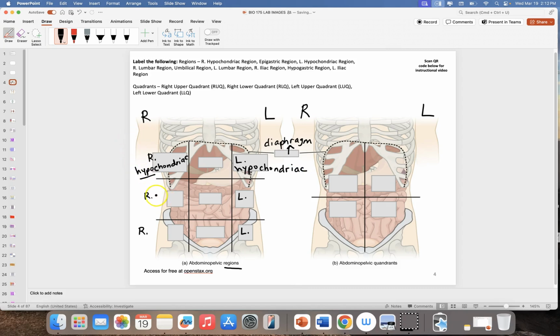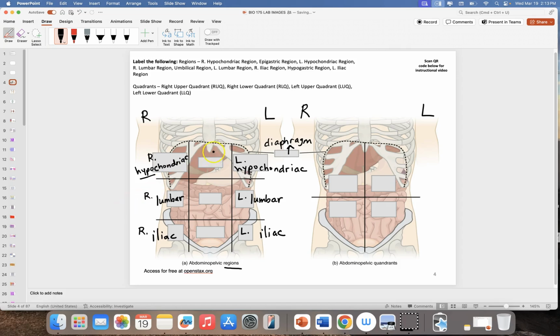Moving on, we then come to the right lumbar region. Lumbar, think lower back. It's kind of associated with that area. We would have the same on the left side, the left lumbar region. And then finally, we would have the right and left iliac regions. Another name you might see for this would be the inguinal region, and that's okay to use as well. Either term is fine.